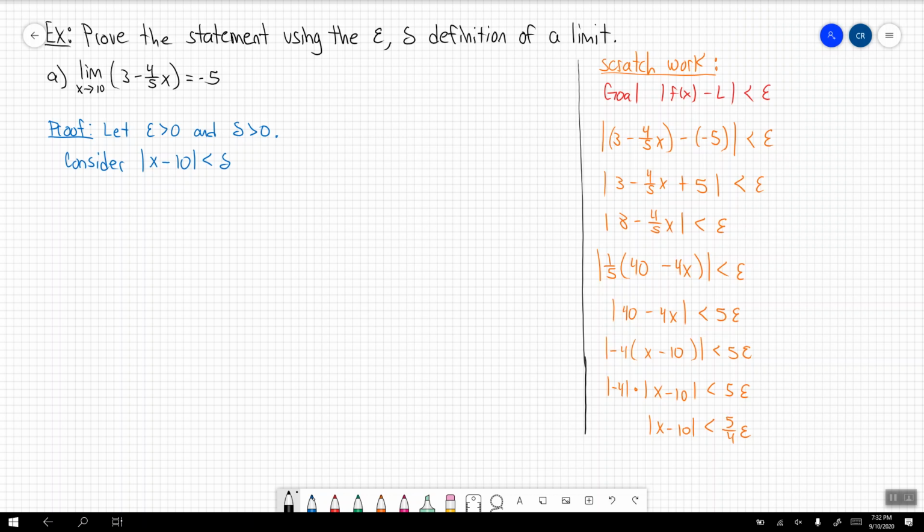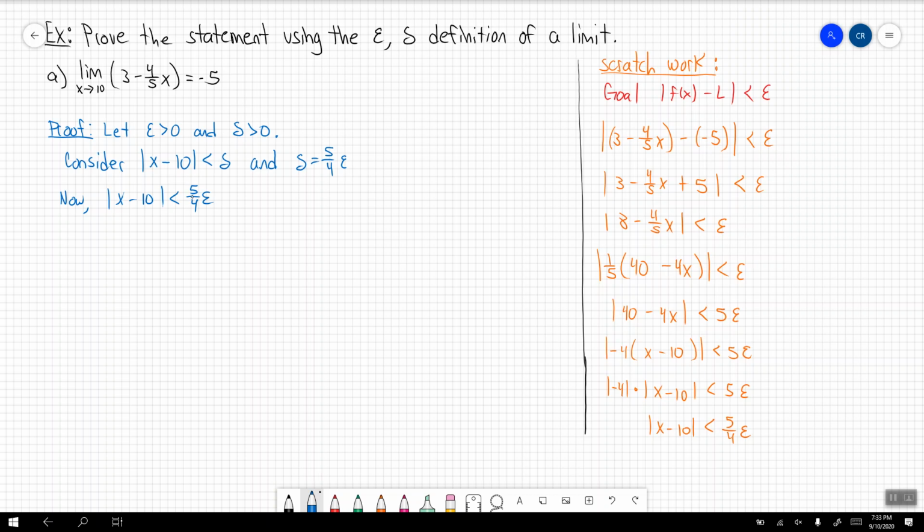So I'm going to complete the proof sentence now. Consider the absolute value of x minus 10 is less than delta, and I'm going to give delta the value of 5/4 times epsilon. Now, we're left with the absolute value of x minus 10 being less than delta, but delta will be replaced by 5/4 times epsilon.